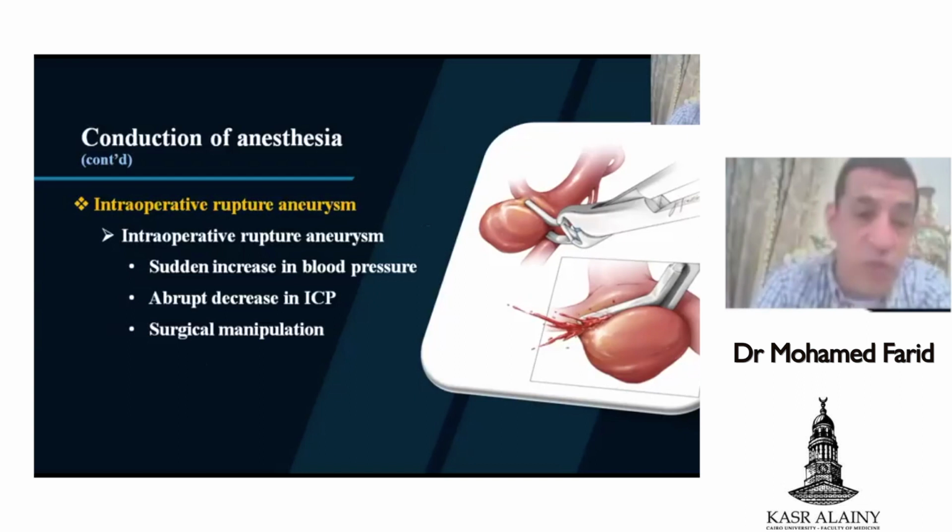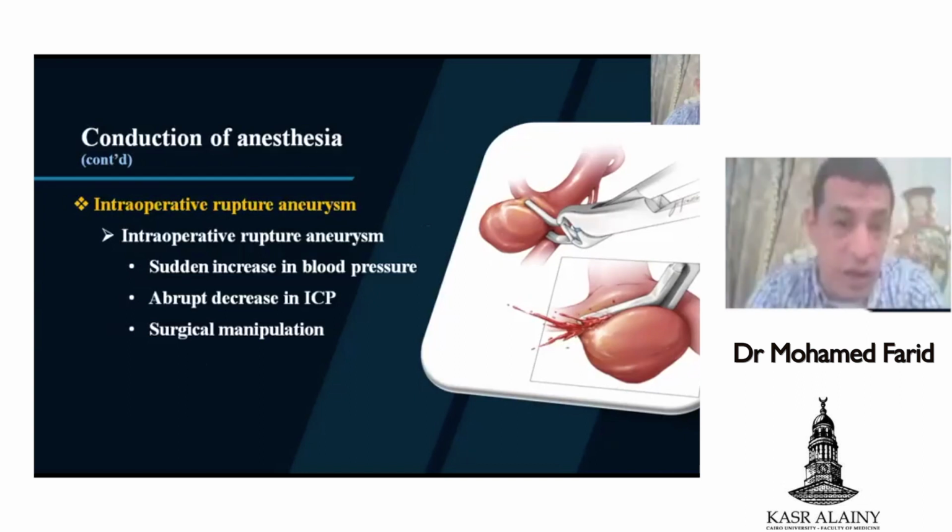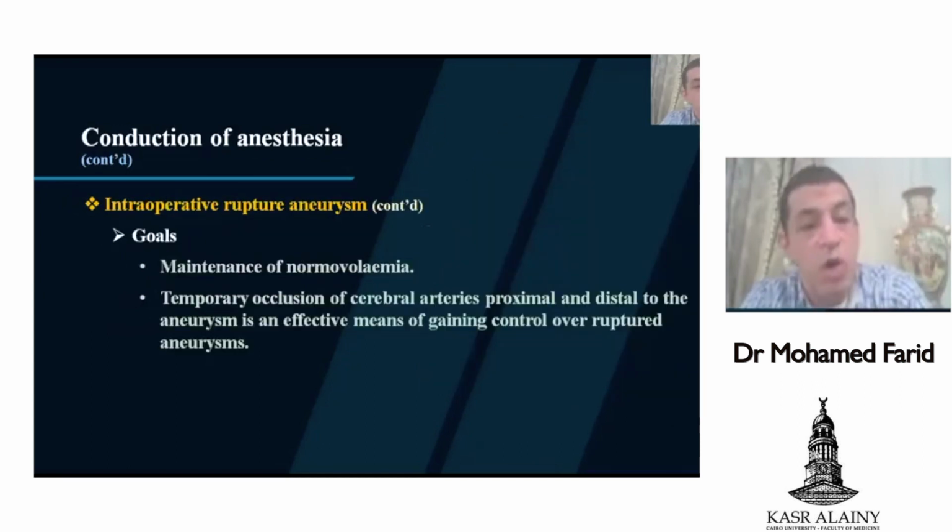Intraoperative rupture of the aneurysm. It occurs due to a sudden increase in the blood pressure, an abrupt decrease in the ICP, or surgical manipulation. Goals during the intraoperative rupture of the aneurysm: maintenance of normovolemia and temporary occlusion of the cerebral arteries proximal and distal to the aneurysm.